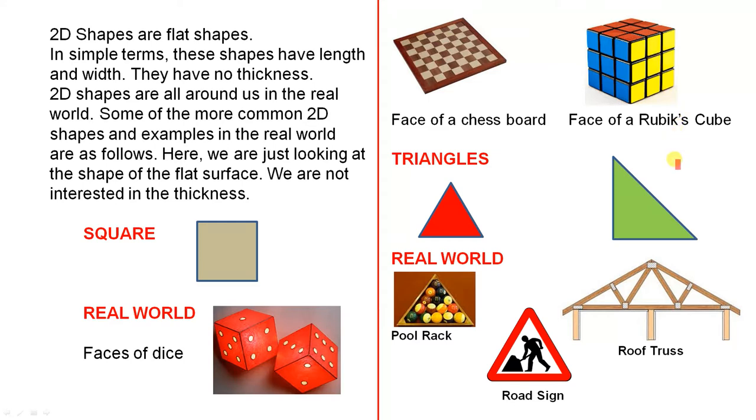Other very popular 2D shapes in the world are triangles, and examples of triangles are the pool rack. If you play pool or snooker, that's how you put the balls in the rack before you set them up on the table. Many road signs are in the form of a triangle, and also just about every roof truss in the roof of every house is in the shape of a triangle, because triangles are very rigid. They're very solid structures and they're very safe, and that's why they use them when they build houses.